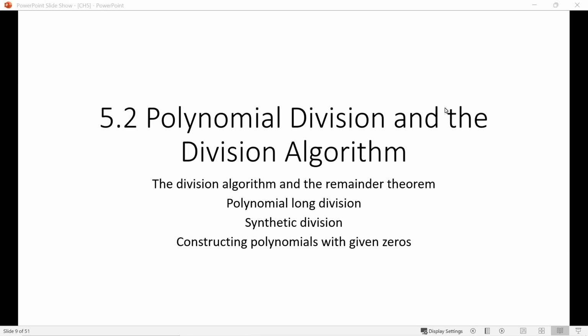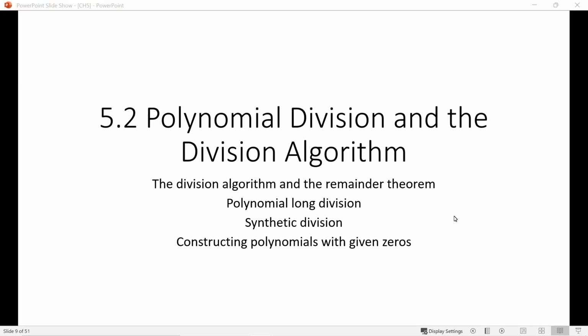So in this section, 5.2, we're going to talk about polynomial division and the division algorithm. The division algorithm, the remainder theorem, polynomial long division, synthetic division, and we're going to learn how to construct polynomials with given zeros.